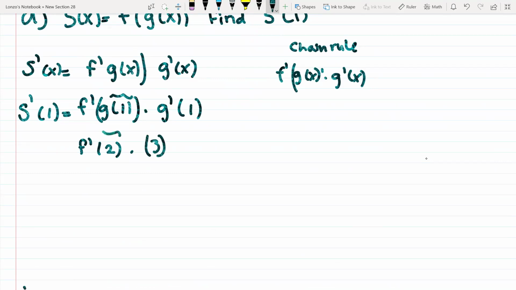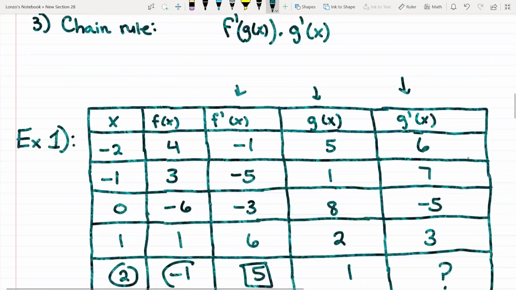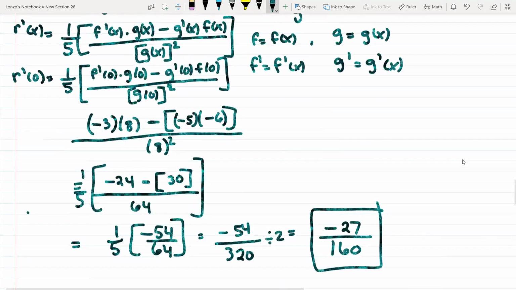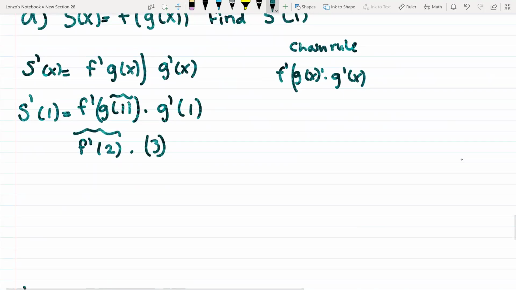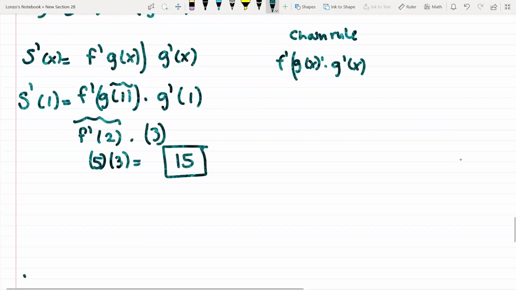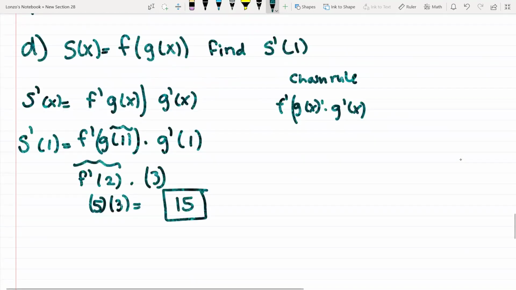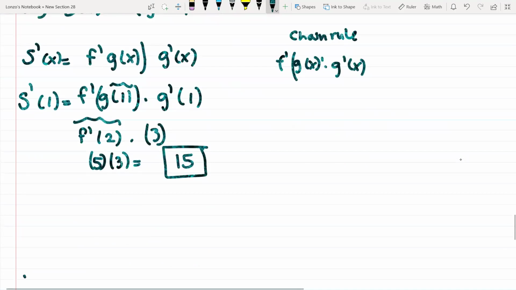Then what we have to do is do this part. What is f prime of 2? F prime of positive 2 spits out a 5. Times 3, which is 15. Okay, so that's the answer for D. On this one, we had to apply the chain rule.